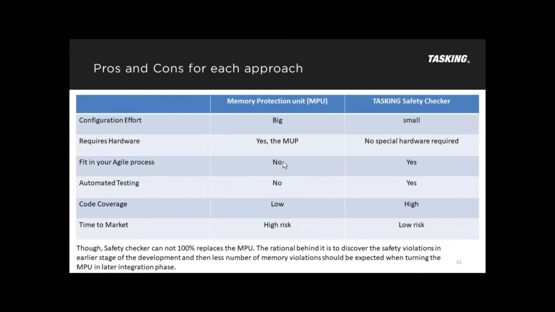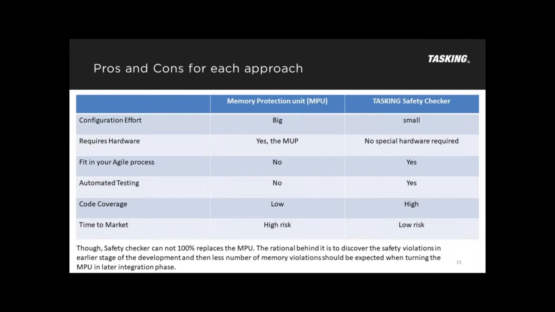But for the MPU, it will be difficult to fit inside the agile methodology because you have to integrate your software, and after the integration, you have to turn the MPU on, and then you will be surprised with the big number of violations that are already caught by the MPU. And this is basically a big problem because it could take a lot of time to investigate what the violations are and how to mitigate them. And from the testing perspective as well, it will be difficult to automate such tests for the MPU. But for the safety checker, you can automate everything. So this is definitely a time saver.